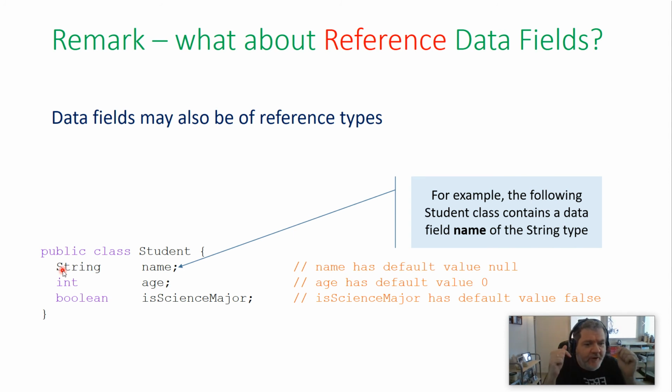What happens when we don't have any constructor? Java inserts a default constructor for us. What does the default constructor look like? It takes no parameters, and it does nothing. So if it does nothing, that means it's not going to assign a value to name, it's not going to assign a value to age, it's not going to assign a value to isScienceMajor.